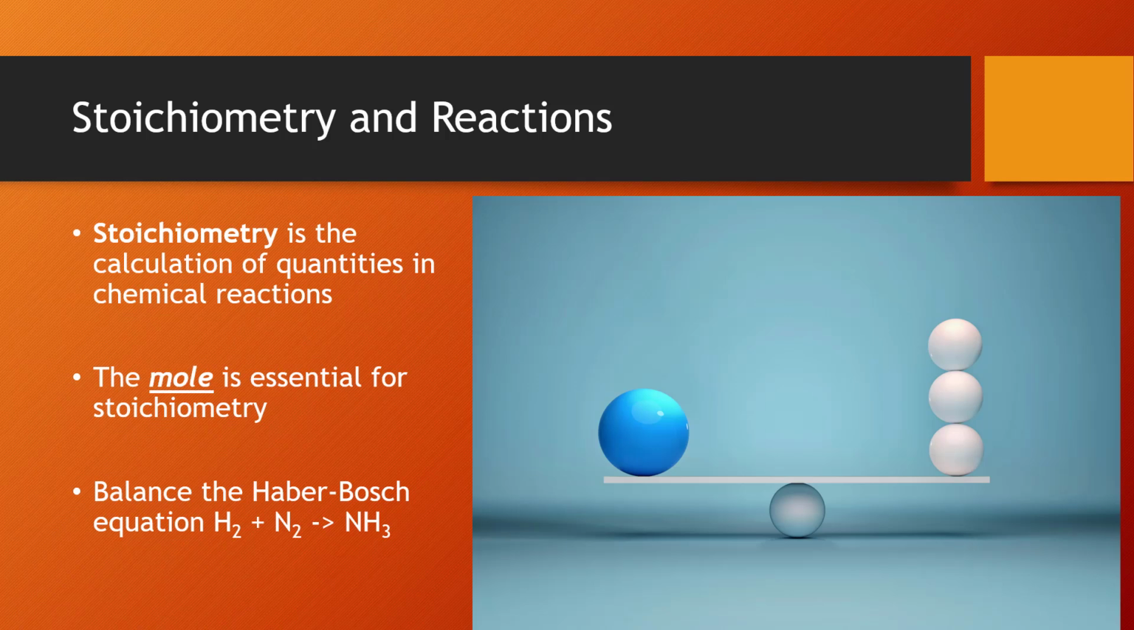So first, I want you to balance the Haber-Bosch process. Use that equation and take a moment to balance it. Just pause this. And you'll see that it's 3H2 plus 1N2 is going to equal 2NH3. So remember that 3 to 1 to 2 ratio for the remainder of this because that's going to matter a lot.